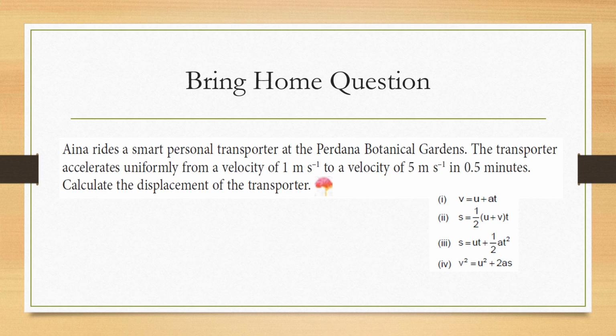Before I end my presentation, I would like to give one bring home question to you all that you can try by yourself. The question is not that hard. It's basically the same as the three questions we have been answering just now. Aina rides a smart personal transporter at the Perdana Botanical Gardens, and the transporter accelerates uniformly from a velocity of 1 meter per second to a velocity of 5 meter per second. So we have the initial velocity, the final velocity, and the time. The question is to calculate the displacement.